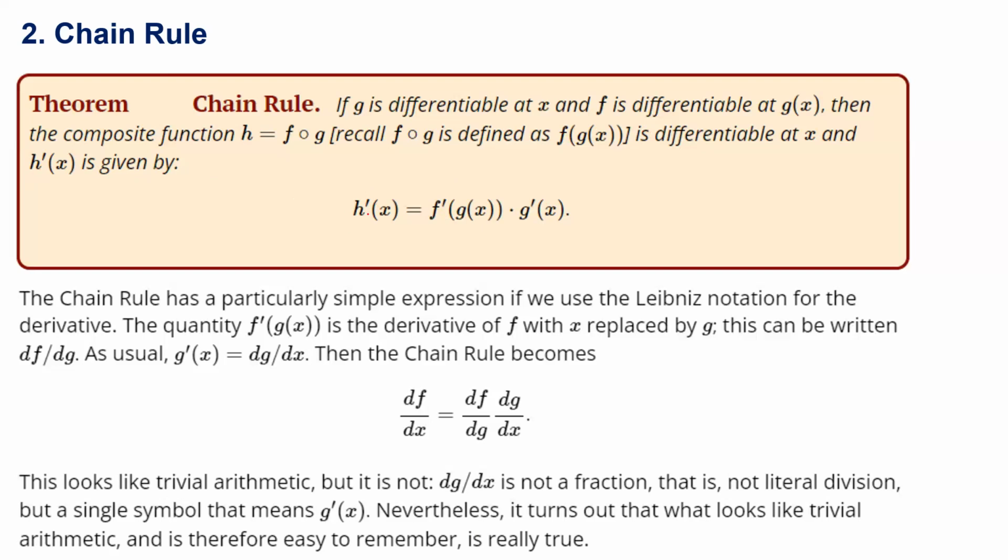and the derivative of h(x) is given by the following expression. The derivative of h(x), h prime of x, is the derivative of f with respect to g(x). So that's the derivative of the exterior function times the derivative of g(x) with respect to x. That means the derivative of the interior function g(x) with respect to x.